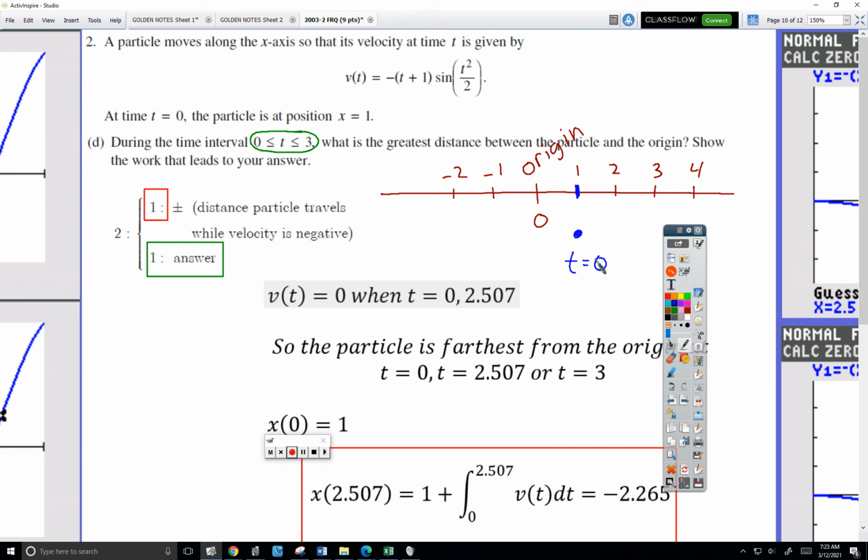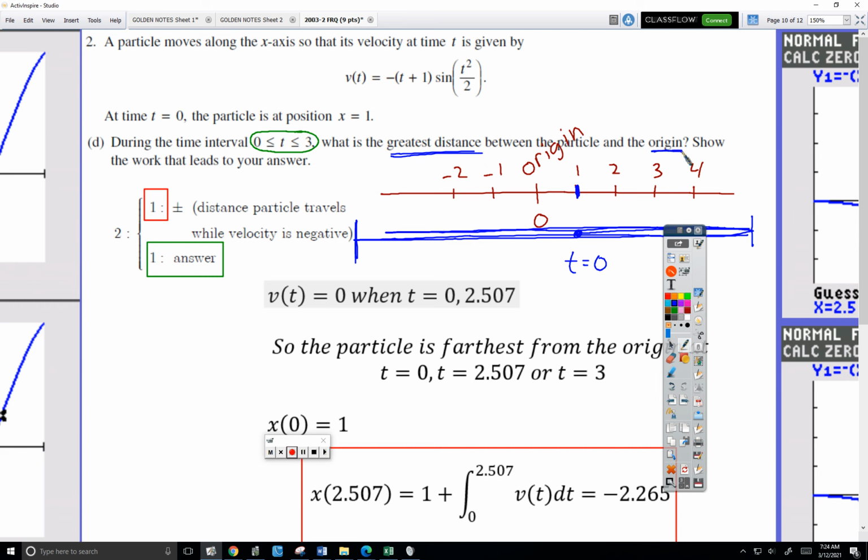So the particle moves, however it moves, back and forth. And at some moment, the particle will be at its furthest spot from the origin. That could be the most negative spot or the most positive spot. Our job is to find what is that greatest distance, either most negative or most positive, from the origin.